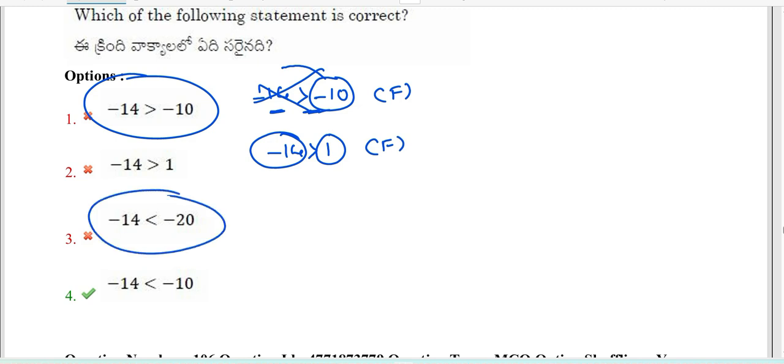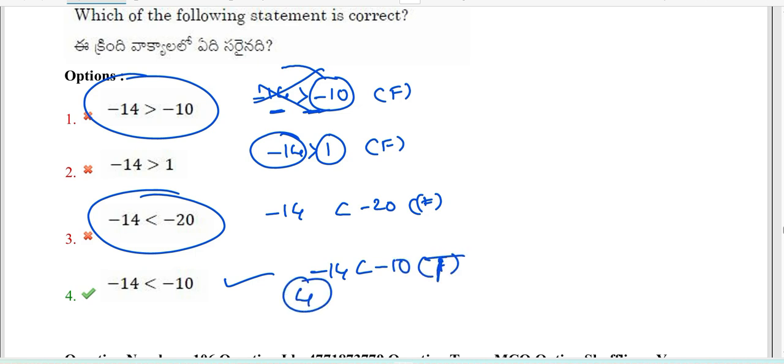In the same manner, if you go with this third one, minus 14 is less than minus 20 అని ఇచ్చినాడు. సో ఇది కూడా ఫాల్స్ స్టేట్మెంటే. ఓకేనా? సో దీంట్లో minus 14 is greater than minus 20. Okay, next statement చూద్దాం. minus 14 is less than minus 10. This is a true statement. So option 4 is the correct answer.